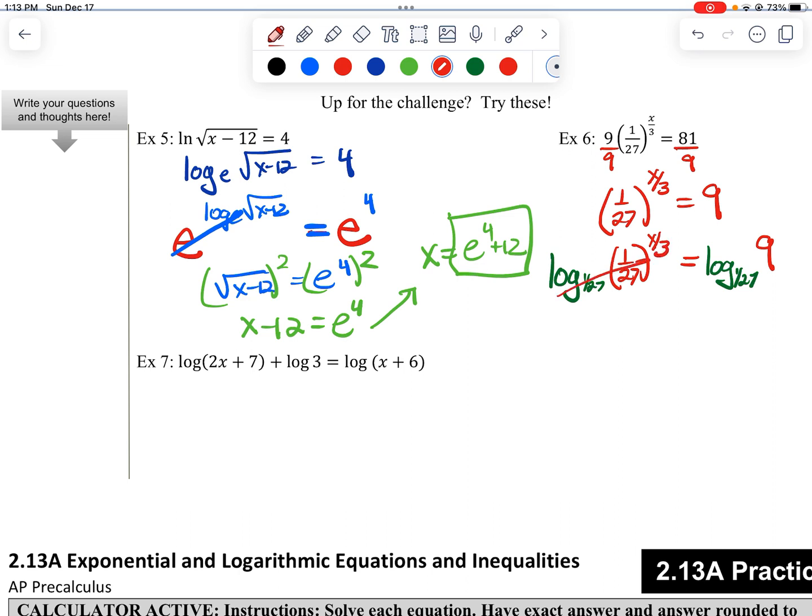So our bases are the same. So we have x divided by 3 equals log base 1 over 27 of 9. And what's the opposite of divide by 3? It's times 3. So times 3, times 3. So x equals, and again, this whole thing is times 3, so I'm going to put that 3 in front. Log base 1 over 27 of 9.